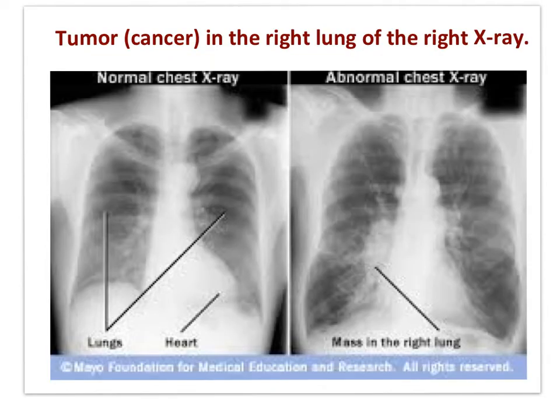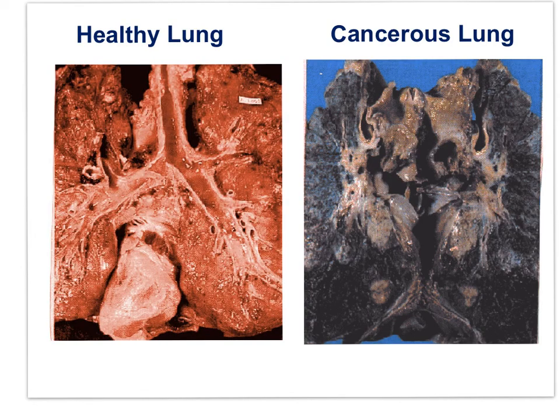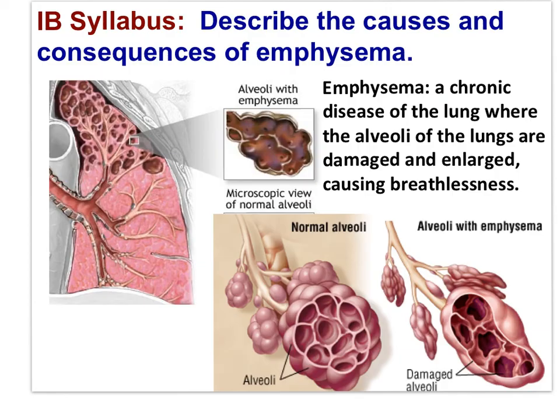The X-ray on the left displays a normal lung. The X-ray on the right displays the development of a tumor, which is lung cancer. Once again, here's a comparison of a healthy lung on the left and a smoker's lung on the right, which is ravaged with cancer. Let's shift our focus to emphysema.